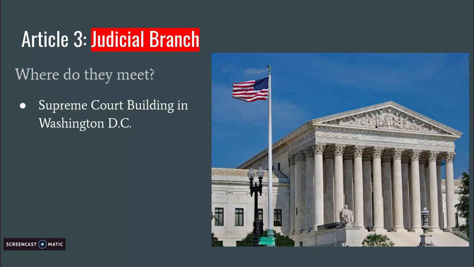And where do they meet? The Supreme Court meets in the Supreme Court building in Washington, D.C.